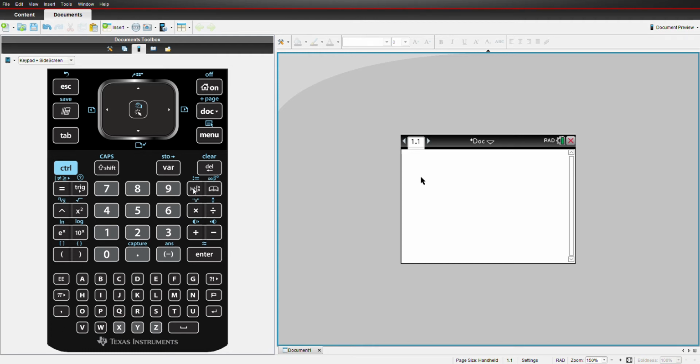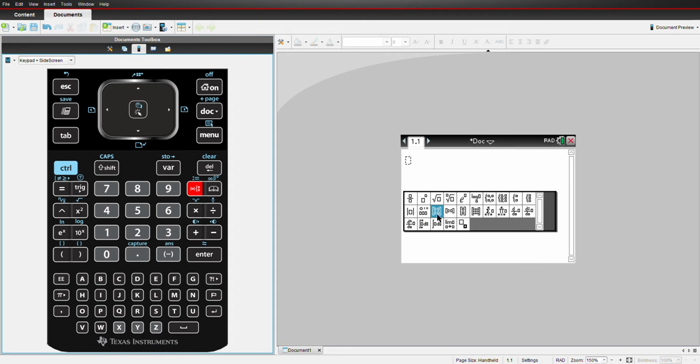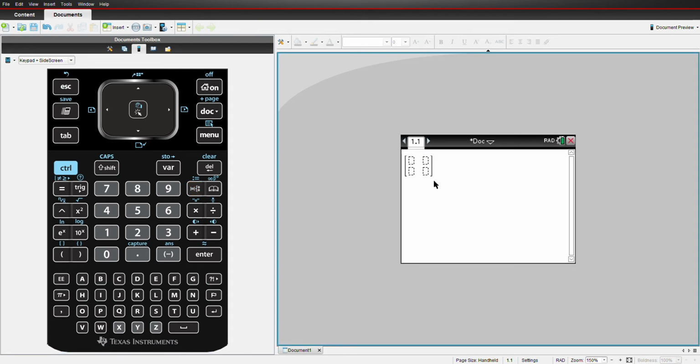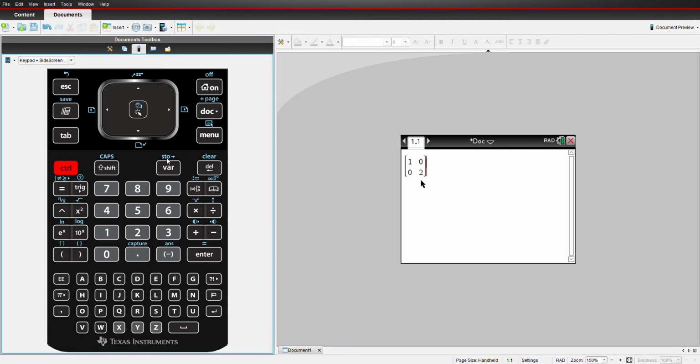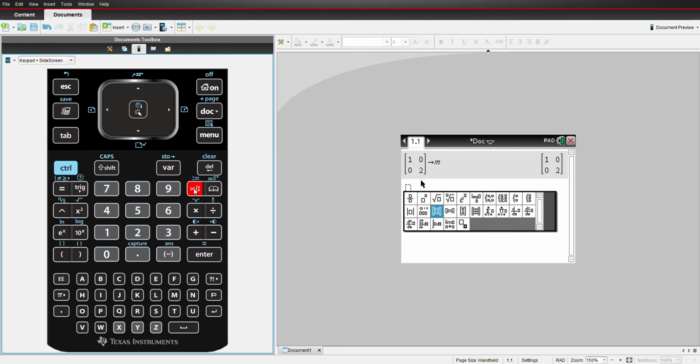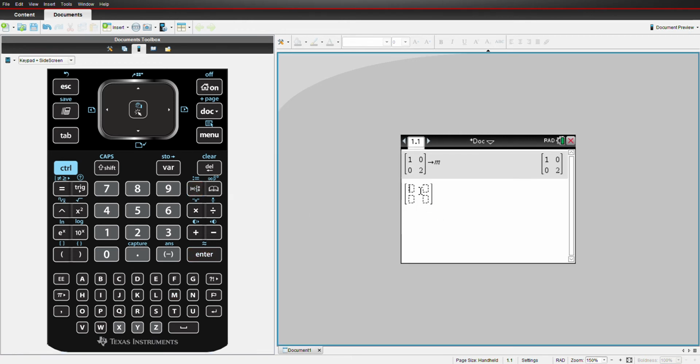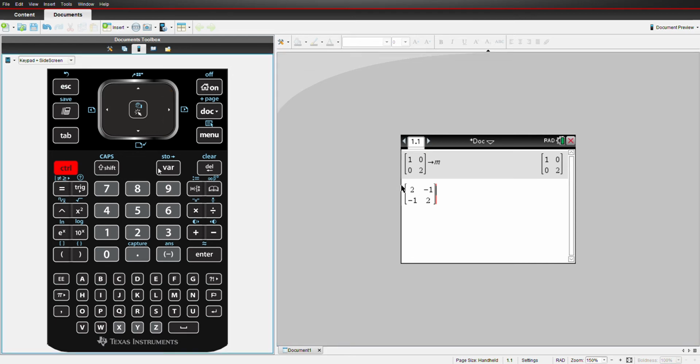We'll use this matrix button, and we'll create a 2 by 2 matrix for M. So M is 1, 0, 0, 2, and we'll store that. So control variable, which is store, and we'll save that as M. We'll create another matrix for K. So now we've identified the K and the M matrices.